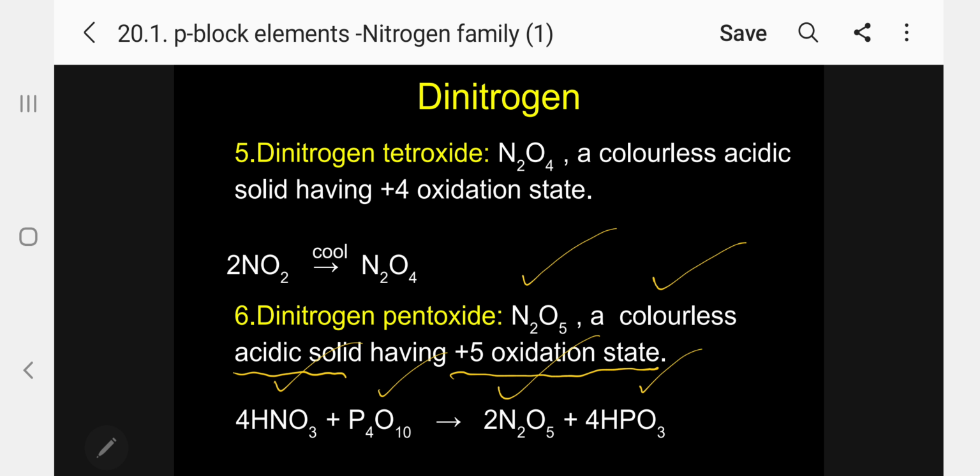Please follow. So please memorize N2O3, N2O4, N2O5. They are in the solid state. Kindly follow, acidic solids. Please follow. The first one is only blue in color, but the other two are colorless.